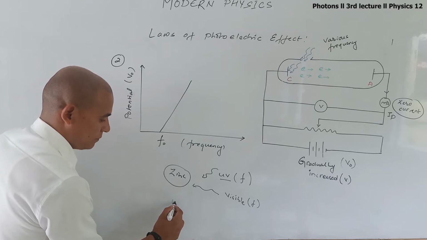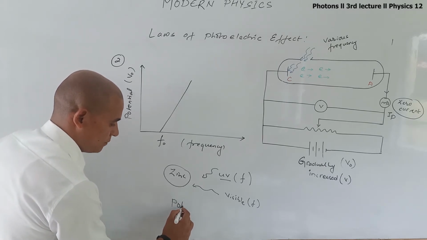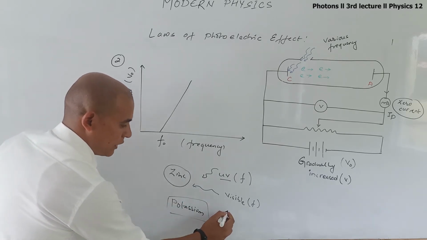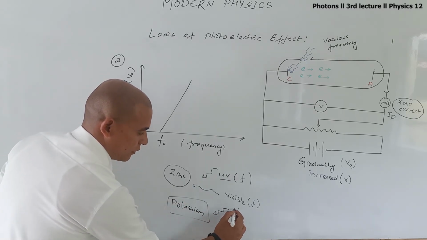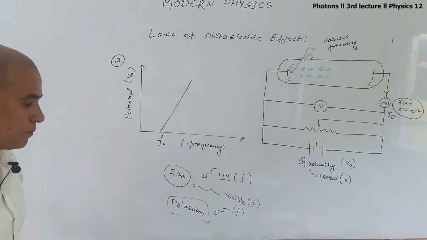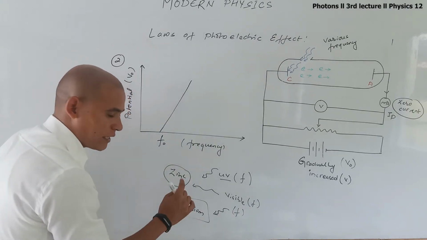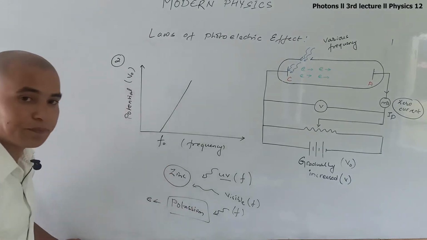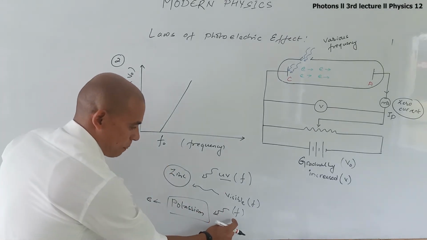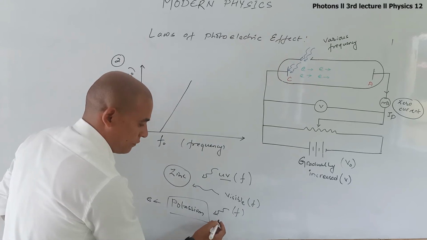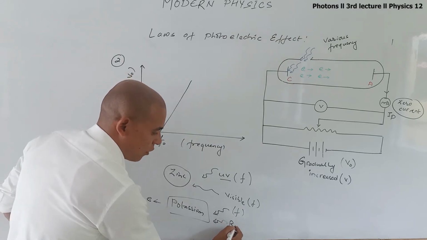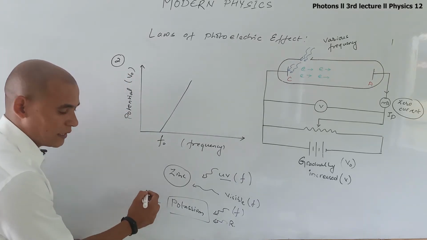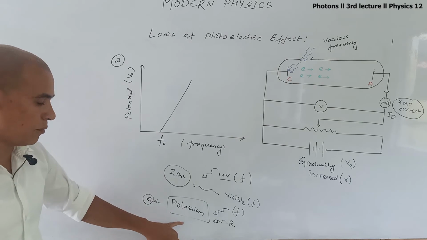For potassium, we need the frequency of visible light. So if visible light is incident on potassium, then photoelectrons will be emitted. But if we use radio waves or microwaves instead of visible light, then the photoelectric effect cannot be observed in potassium.